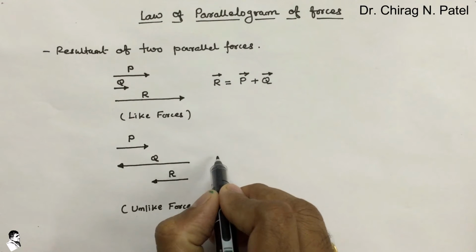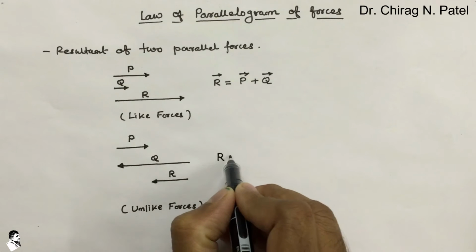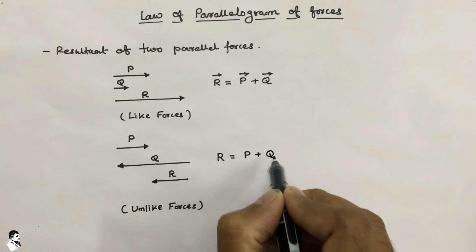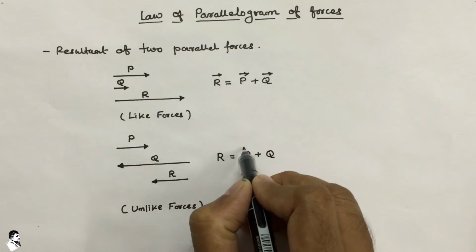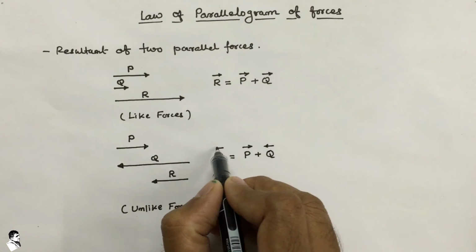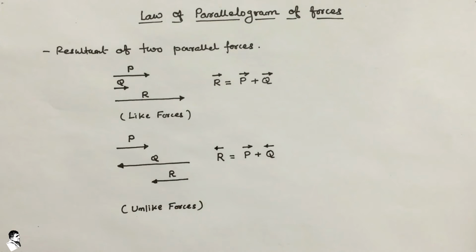Again we write in vector form, R is equal to P plus Q, right? So P is in this direction, Q is in this direction, and R is in the direction of Q. So this is the actual representation of like and unlike forces and their resultant.